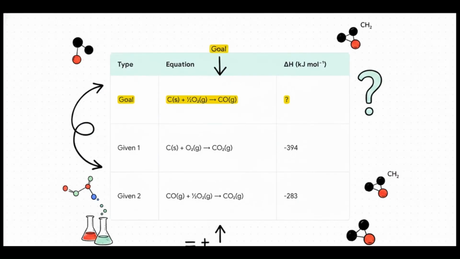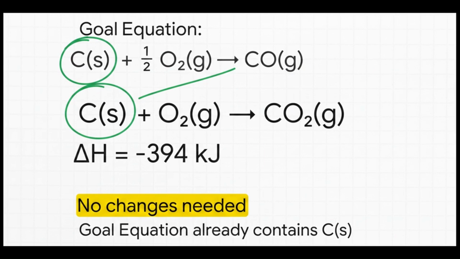So here's our setup. Up top, that's our target, our goal equation. And below it, we've got the two related reactions where we do have solid, reliable data. Our mission, should we choose to accept it, is to combine equations 1 and 2 in just the right way to end up with our goal equation. The whole game here is to make our given equations look like our goal equation.